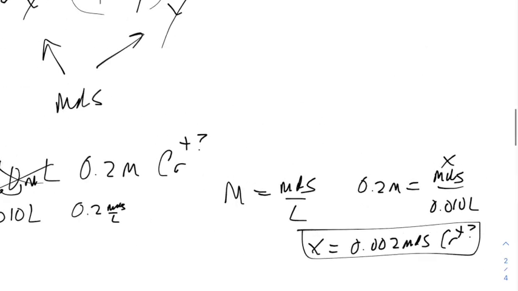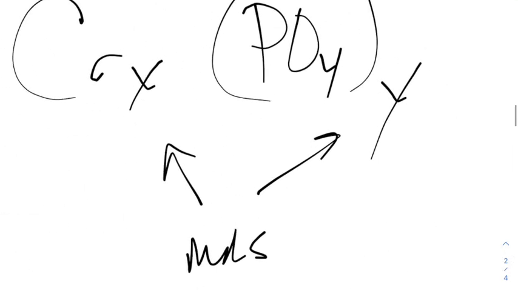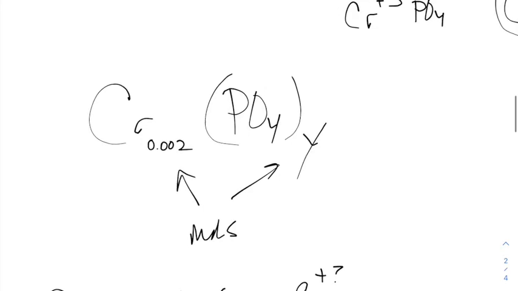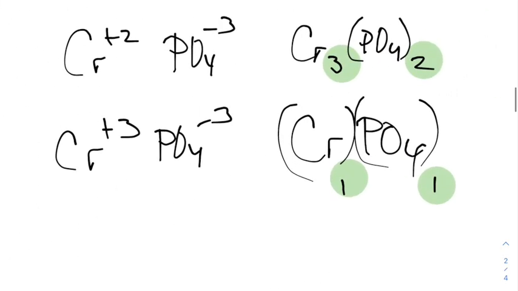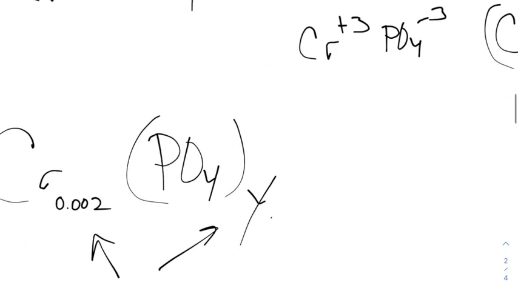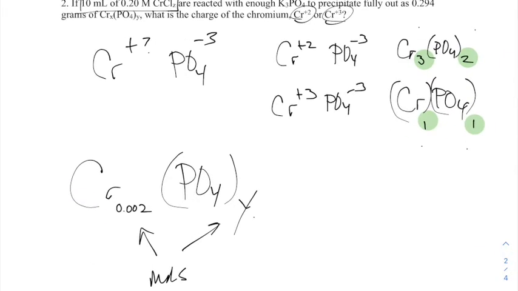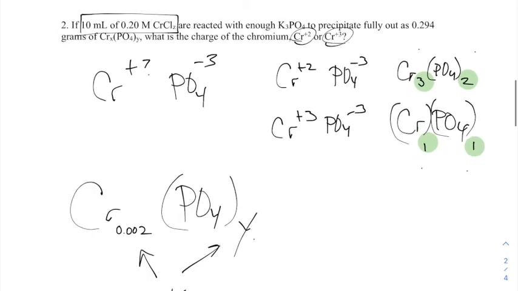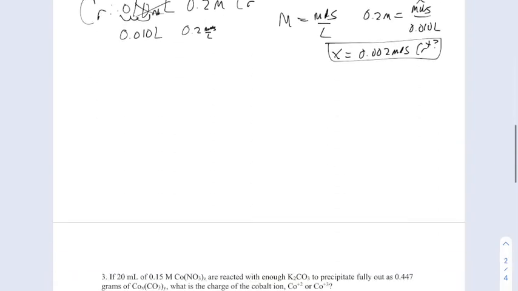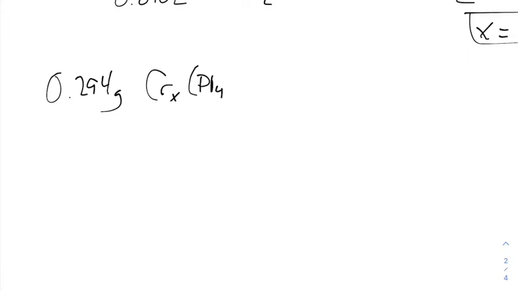So now that I know how many moles of my chromium I have, I can come right back up here and plug them in. This is 0.002. Now, remember, we either have a 1-to-1 ratio or a 3-to-2 ratio. So we are looking for either the same number here, 0.002, or 2/3 of that number based upon what our information is. So what's happening now is they are precipitating out apparently 0.294 grams of chromium phosphate. So we come down here and we know we have 0.294 grams of chromium X phosphate Y.